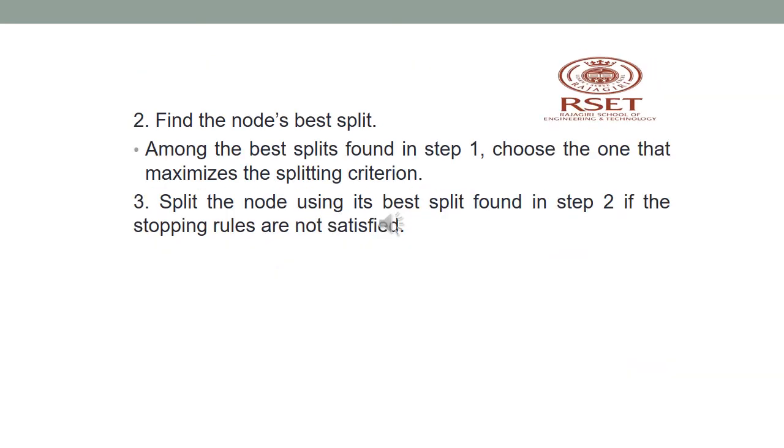The next step is to find the node's best split. Among the best splits found in step 1, choose the one that maximizes the splitting criterion. And the third step, split the node using its best split found in step 2 if the stopping rules are not satisfied.